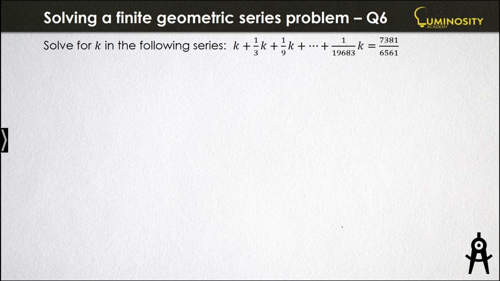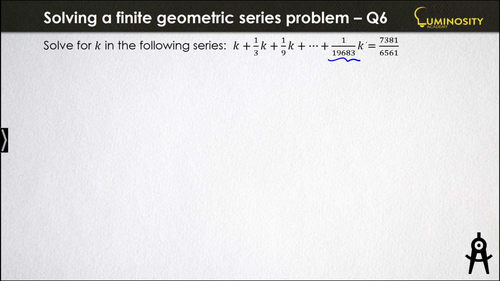k + 1/3 k + 1/9 k + all the way up to this last term here, 1 over 19,683 times k. And we're given what the sum is. It's 7,381 divided by 6,561. Okay, so where do we start?